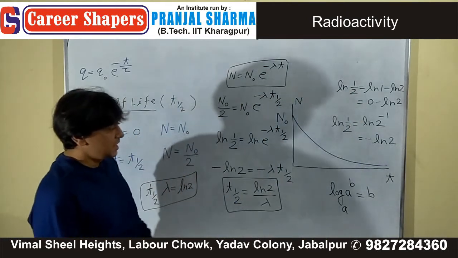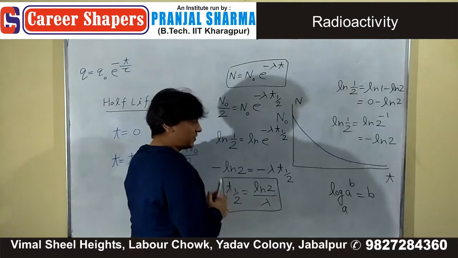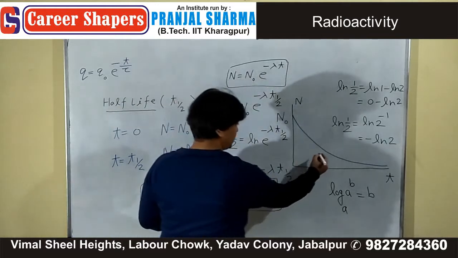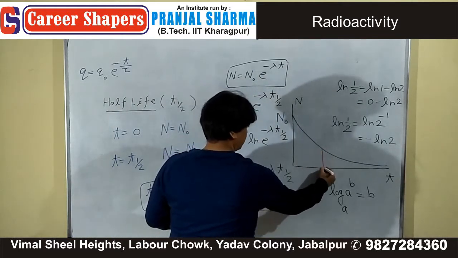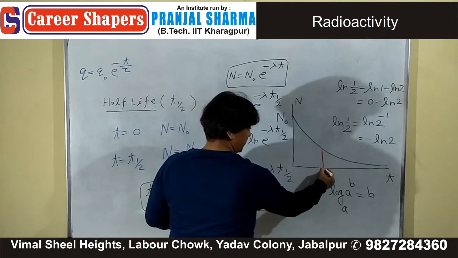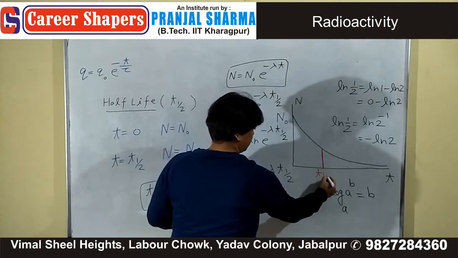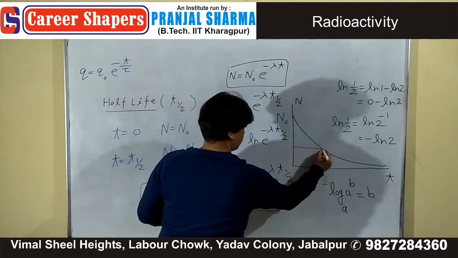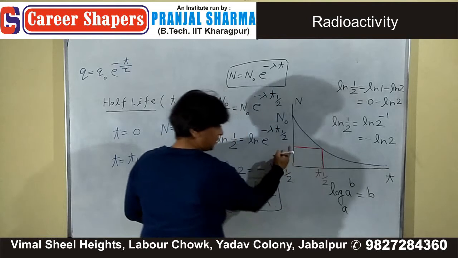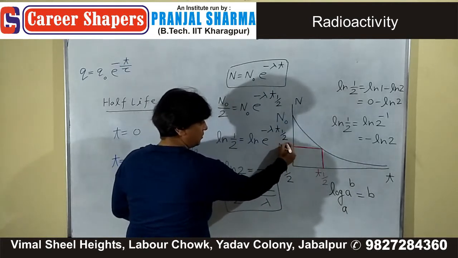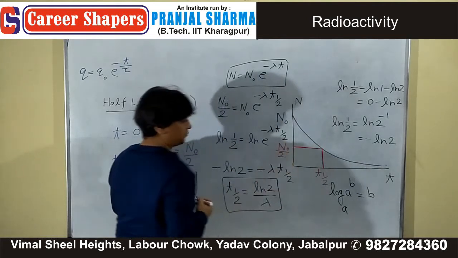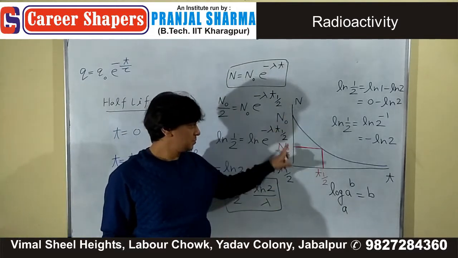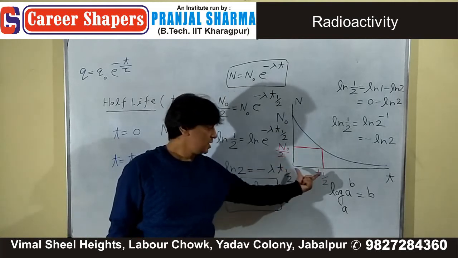E. In this graph, if I say that this is the point which corresponds to T half, right at this place, and at this T half position, N will be now N naught by 2. At this point, N naught becomes what? N naught by 2. In what time?